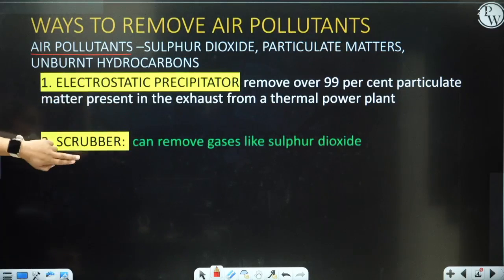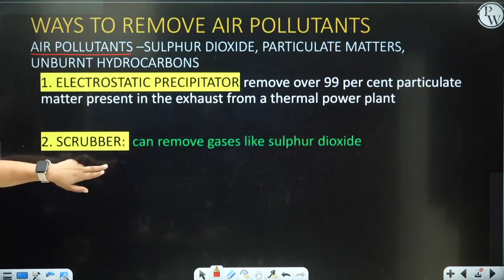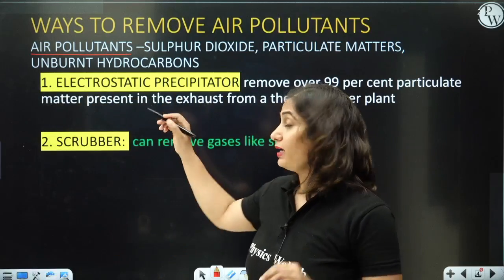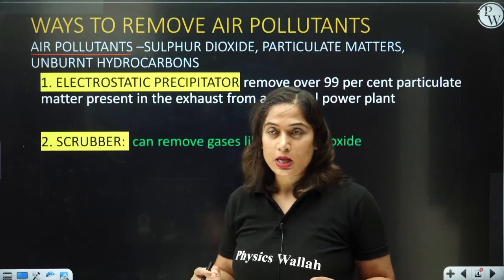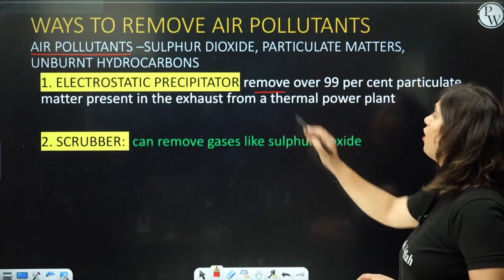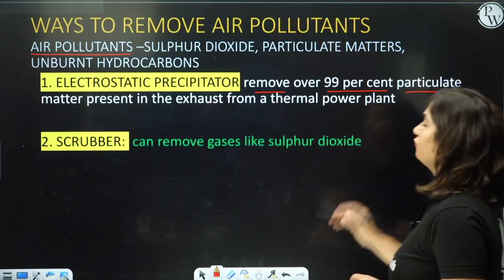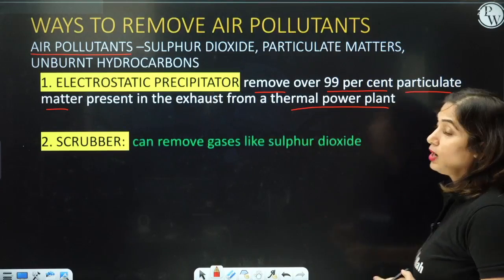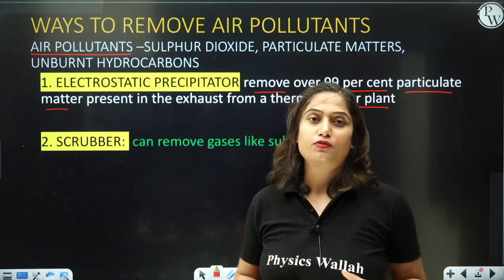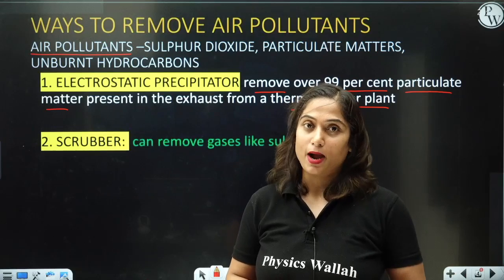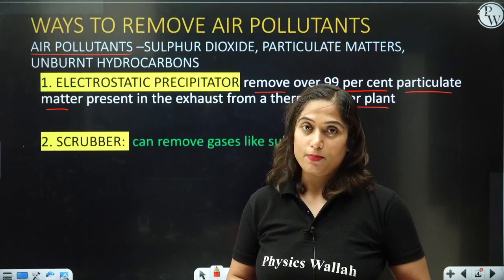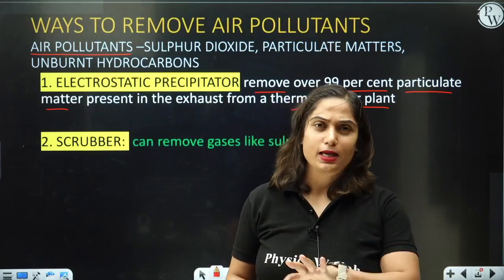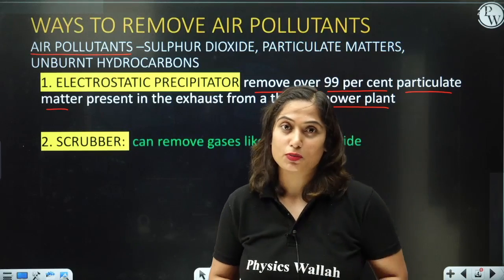Now there are 2 major ways with the help of which we can remove the air pollutants from the air. The first one is the electrostatic precipitator. It's a device which is used to remove over 99% of particulate matter present in the exhaust coming out of the thermal power plants. The exhaust from the thermal power plant contains particulate matter, and if you want to remove it, then we can use electrostatic precipitators, which can remove 99% of particulate matter from the exhaust.